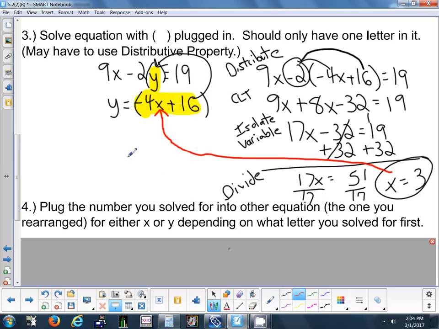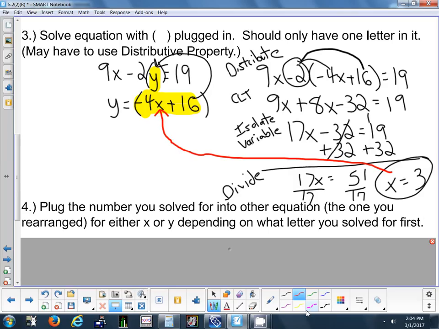In this case, what variable did I solve for first? X. I solved for x. And like Mr. Hager said, I always want to go back to the one that I rearranged. Or if it's one where it's already been isolated for us, then I want to plug it in for that. Why would that be a good idea?